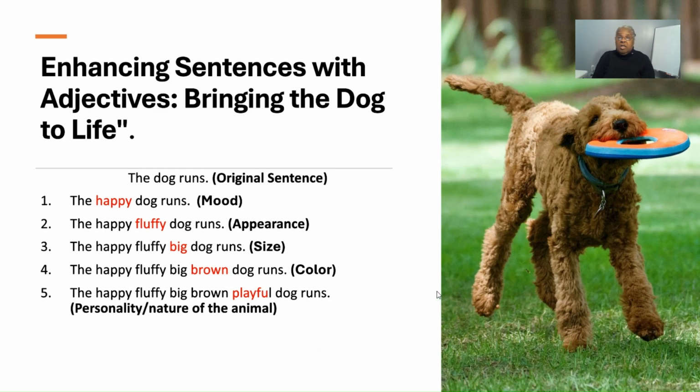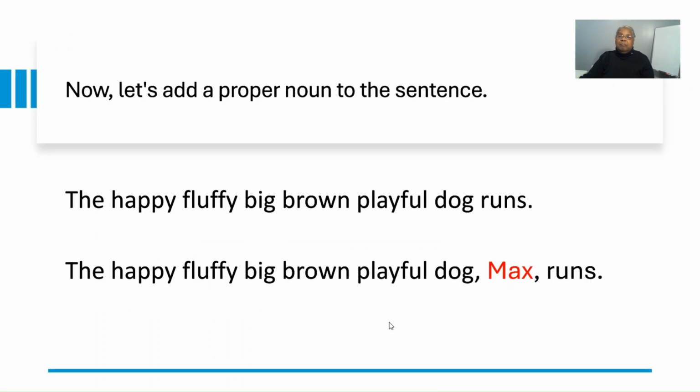So, what we have done was we enhanced sentences with adjectives. And by doing that, we were able to bring the dog to life on the paper. Our original sentence is the dog runs. We've added information about the dog by telling the reader about the mood, the appearance, the size, the color, and the nature of the dog. We've done all those things and told the person everything about the dog, except we didn't tell anybody the dog's name. So let's give the dog a name.